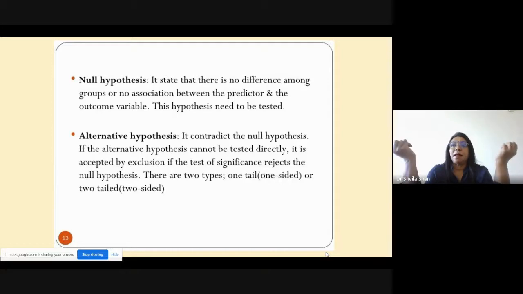That is my null hypothesis. Null hypothesis: no difference between the means. That means I take the average results of online and the average results of face to face. There is no difference, right?